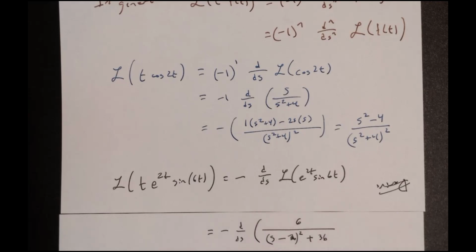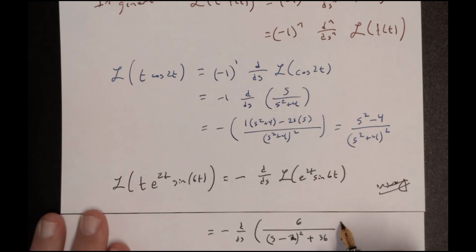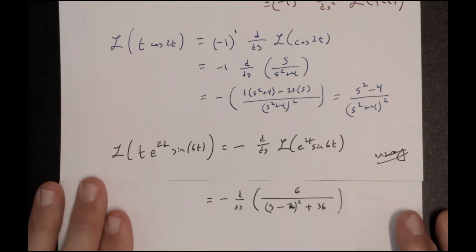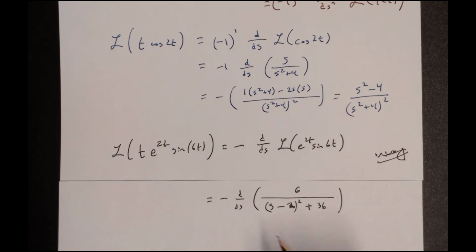The other way I could remember that is I could remember, hey, sine is a over s squared plus a squared. And the e to the 2t means I shift it by s minus 2. That's what we were talking about last week. Wait a minute. This is just a quotient rule.